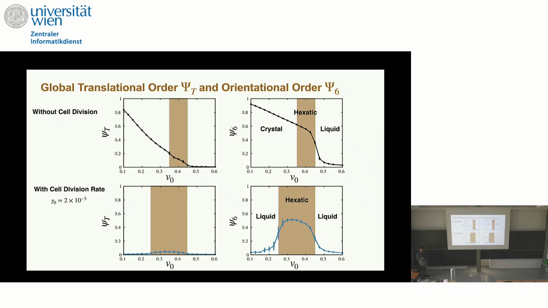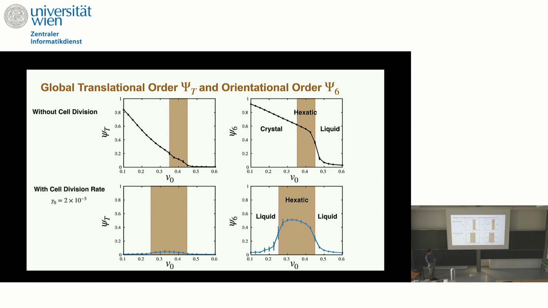This is not so different from the two-step melting phenomenon, where if you increase V0, you would go from a crystalline state to a hexatic state and to a liquid state as you keep increasing it, okay? So here you can see the psi t basically decreases before you exit out of the crystalline phase, but the hexatic order parameter is still high in the middle, and then both of these order parameters are low in the liquid phase, all right? So you have this band of hexatic phase without cell division.